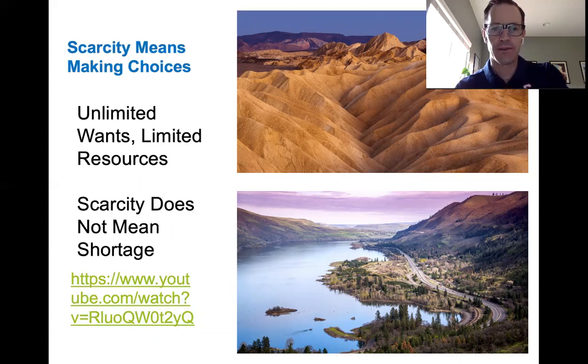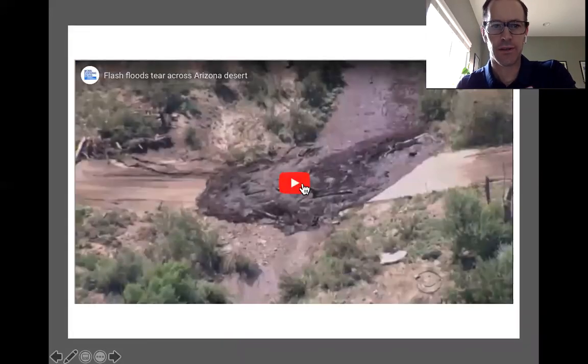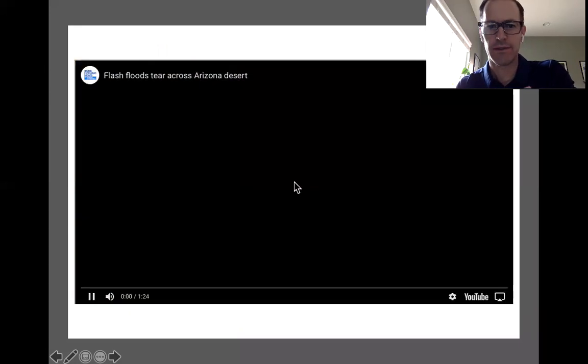Prime example, there's no actual shortage of toilet paper in the world right now, but with coronavirus raging, people are having a hard time obtaining toilet paper. There is no shortage per se. There is a scarcity. That means it's not accessible to you. All right, so remember that distinction. Okay, so let's take a look at this video here and tell me what this means about scarcity.